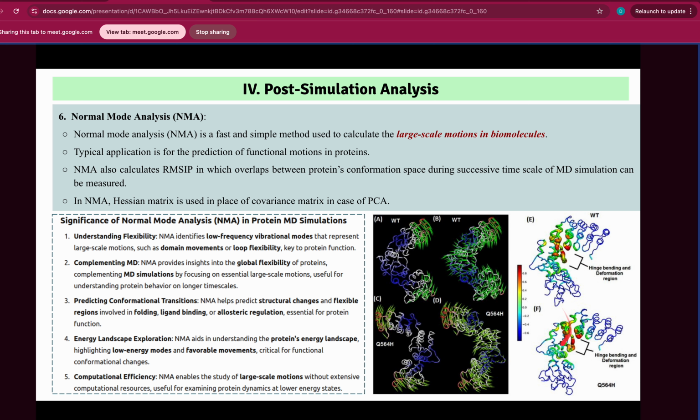You can see in both of them there is bending. This region is the hinge region, and if we consider this as a central axis, then we can see this particular region is bringing about the bending and deformation. So across this region there is bending and deformation. With the mutant there is a change in the conformation or orientation of the entire protein. This can be tracked by studying the normal mode.